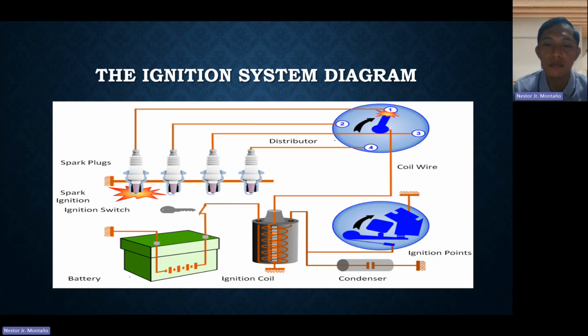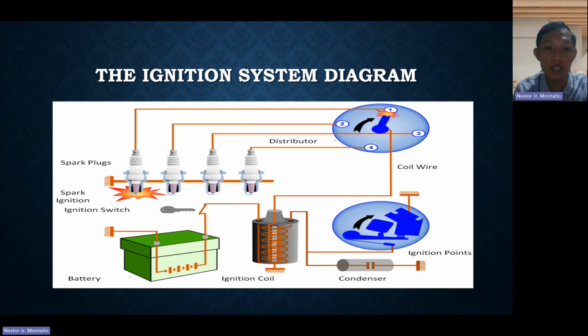And now, next we'll talk about the step-by-step working of the ignition system. The first step is turning the ignition key or pressing the start button. When the driver turns the key, an electric signal goes from the battery to the ignition system.